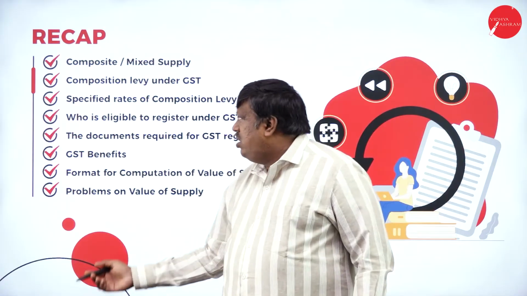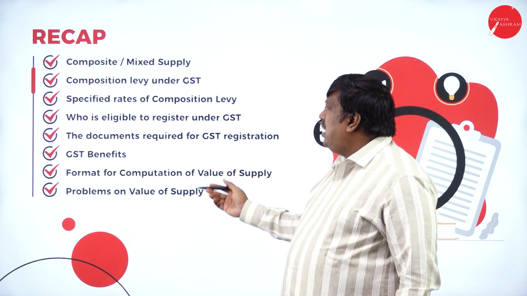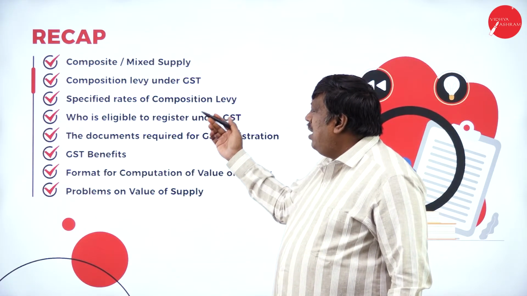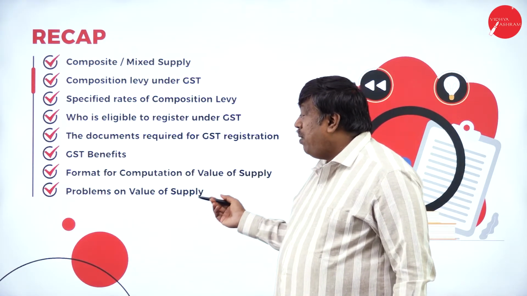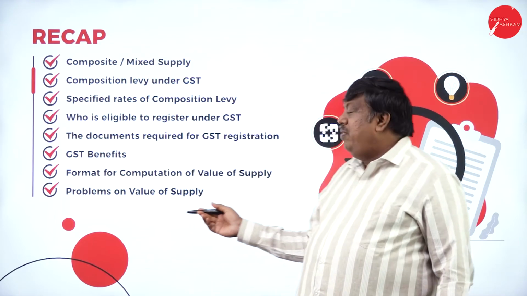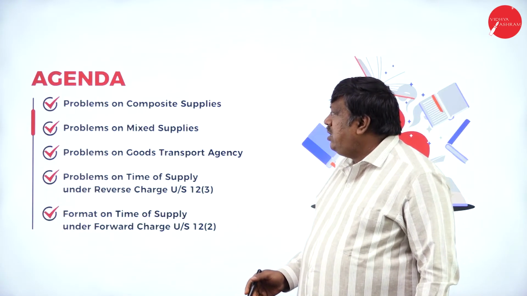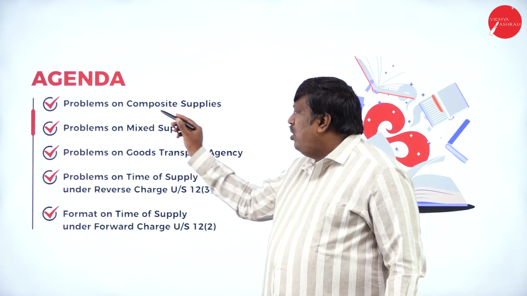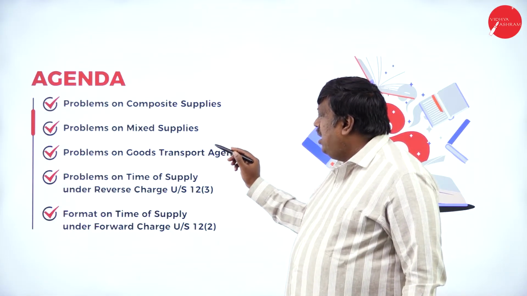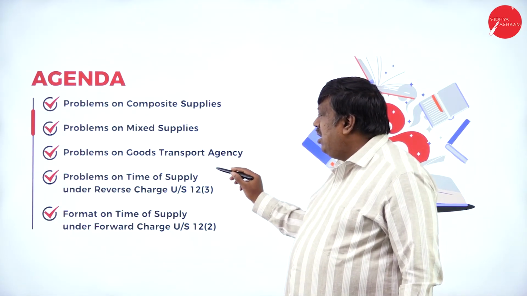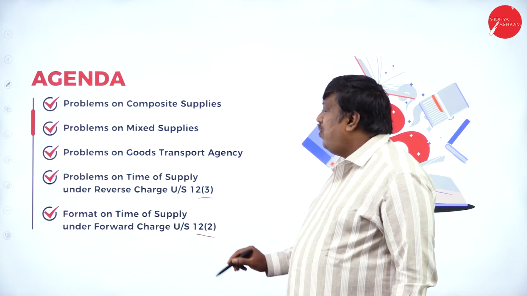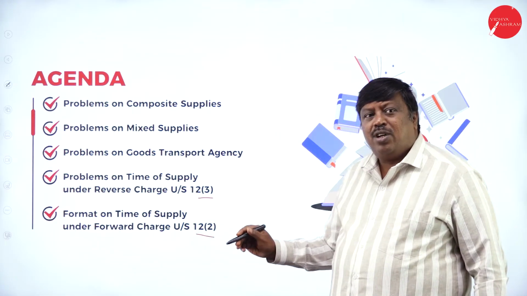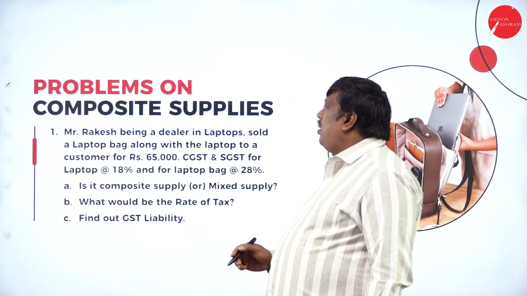In our previous session, the theoretical concepts we studied were composite and mixed supply, the benefits of GST, and the format for computation of value of supply, and we solved one problem on value of supply. In today's session, we are going to have problems on composite supply, mixed supply, goods transport agencies, time of supply, reverse charge, and forward charge. So we're going to solve problems on each and every concept.